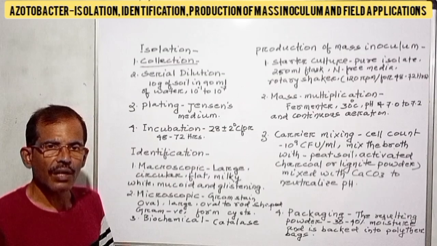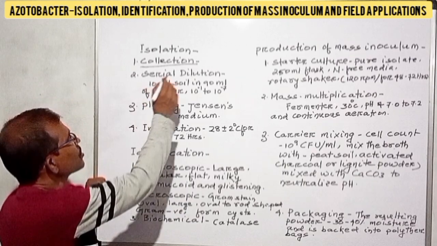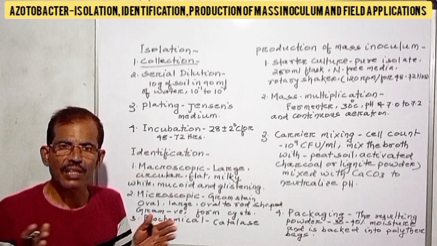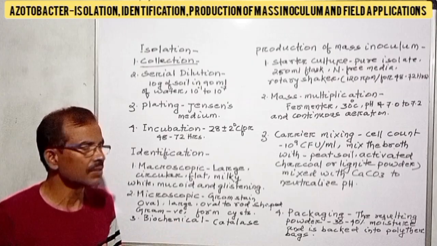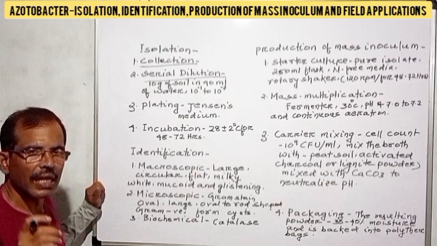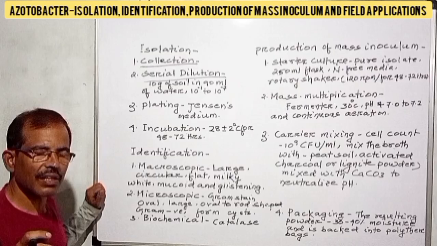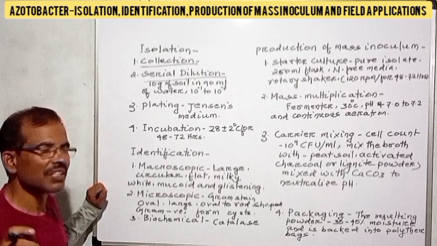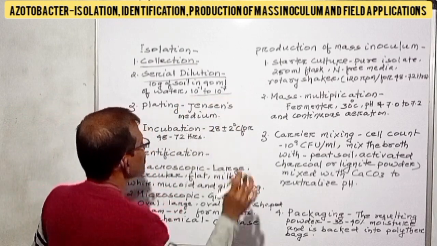Now the question is how to isolate azotobacter. First step is collection, in which rhizosphere soil sample is collected from certain crops such as wheat, rice, maize or cotton. Second step is serial dilution, for which 10 gram of soil sample is added to 90 ml of water and is then thoroughly mixed. The resulting suspension is then serially diluted from 10 to power 1 to 10 to power 7.